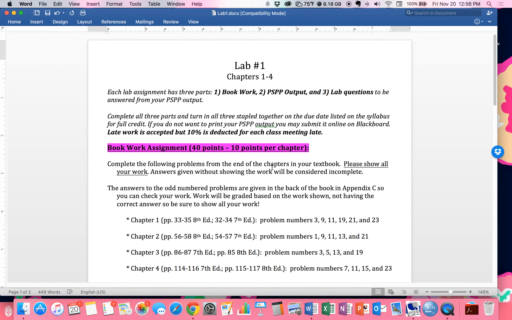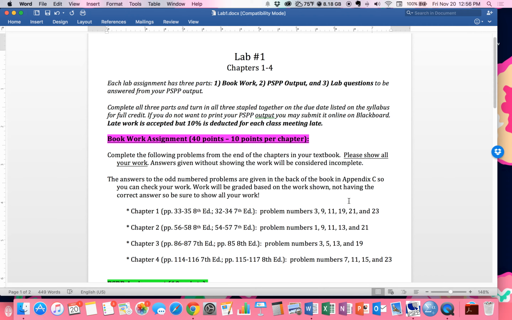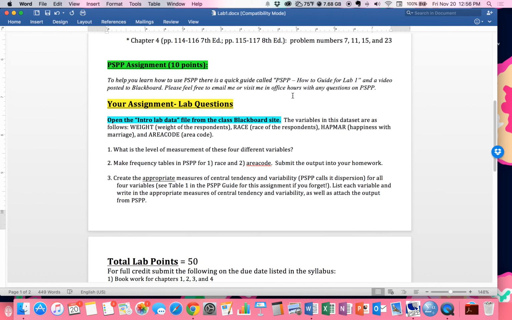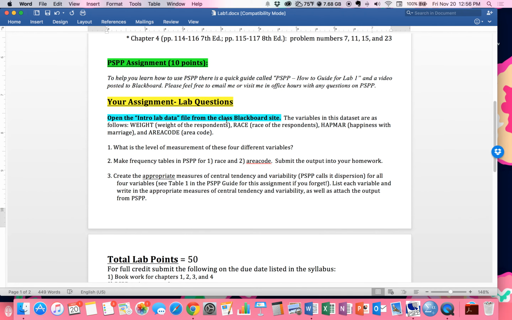You're going to say, okay, I did my bookwork, so my 4 chapters of bookwork, these are the problems. You got your PSPP output, so you're going to say, what was my PSPP assignment? You're going to use the intro lab data file. You're going to do exactly like we just did in our demonstration, but we used the employee data set for our demonstration in this video. You are going to use the intro lab data file, and that lab data file has weight, race, happiness with marriage, and area code. And so you're going to answer these 3 questions about that data file.